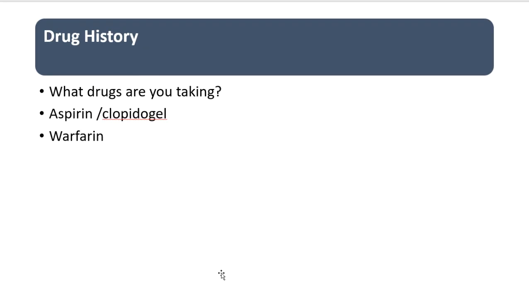Good. So next comes the drug history. What drugs are you taking? Are you on aspirin, clopidogrel, warfarin? Very important. For example, if somebody has asthma, what type of inhalers are you taking? What are the inhaler techniques? Do you take it every day? Likewise, you have to ask about compliance. Do you know which color inhaler you should take every day? Likewise, you have to ask about the drug history.